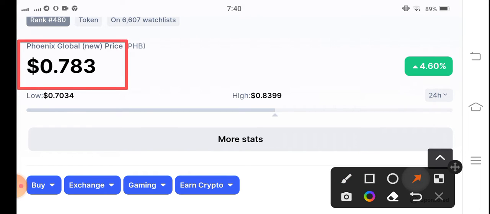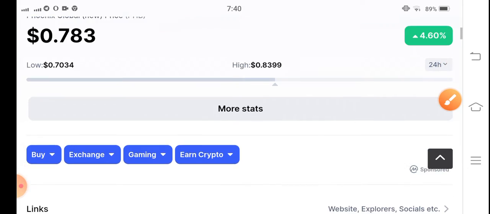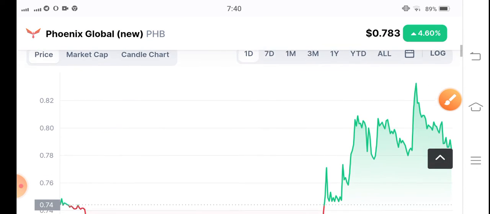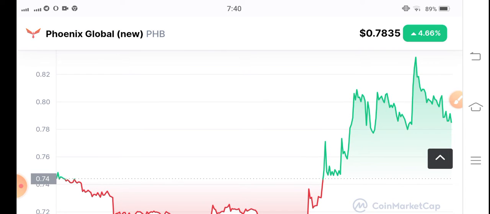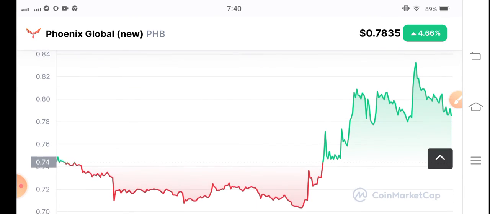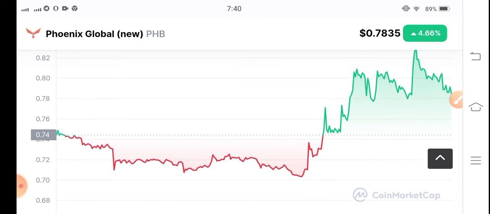0.783 US dollar is the current price of PHB coin, 4.60% up in the last 24 hours, 0.8399 US dollar is the highest, and 0.70 is the lowest. Obviously guys, there are possibilities for PHB coin, but don't be greedy, don't put your whole wallet size in this PHB coin guys.